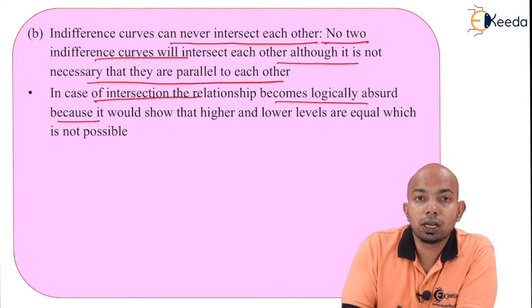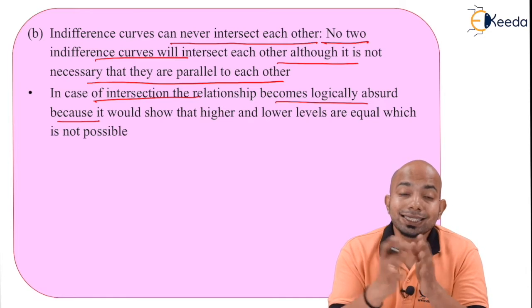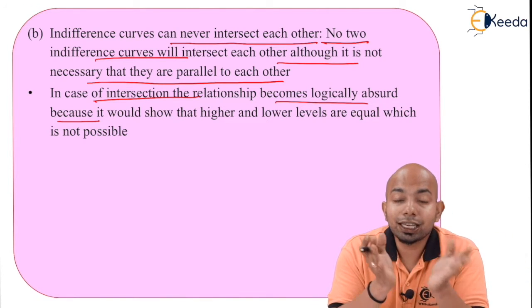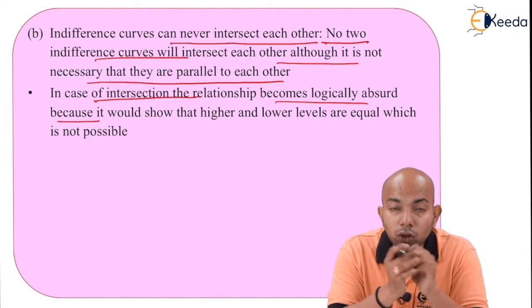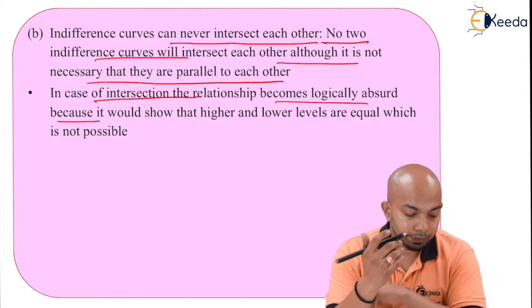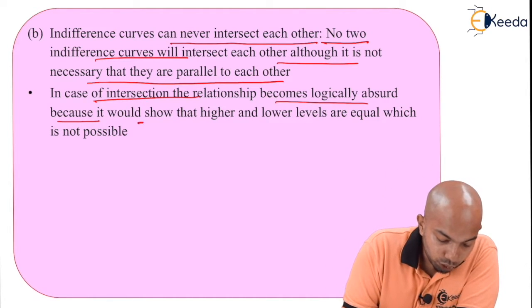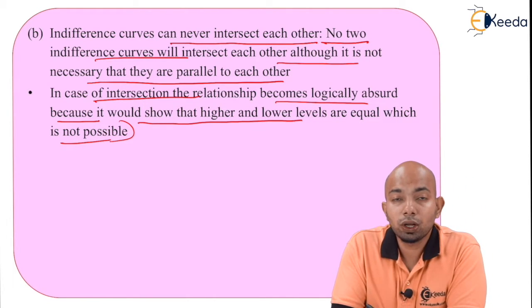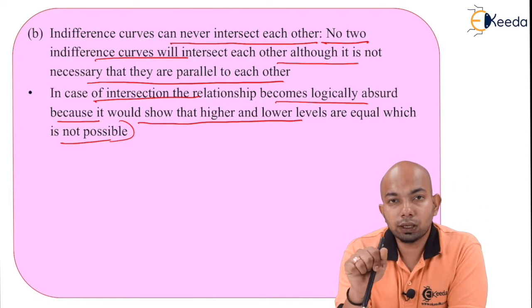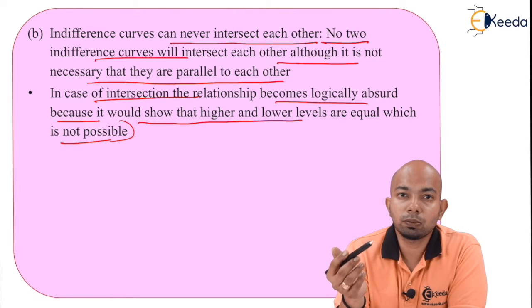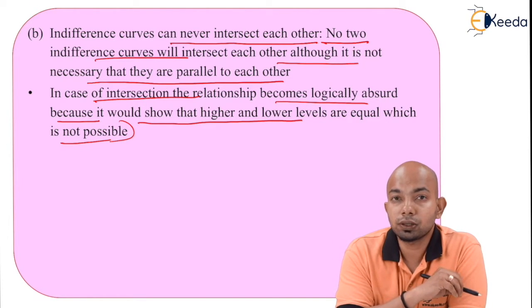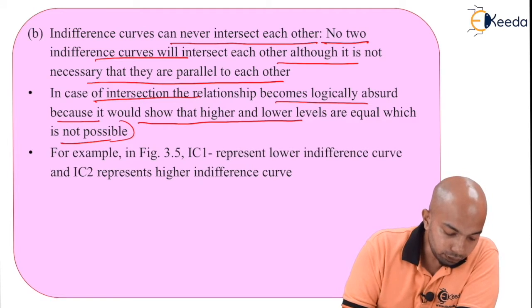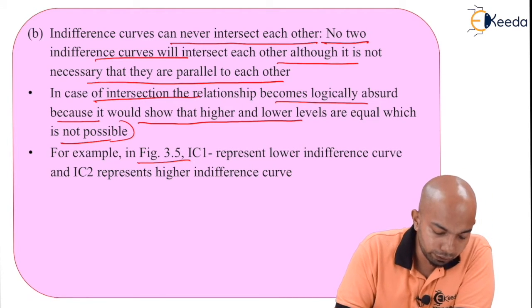Why? Because in indifference, there is no difference, hence they are different curves. But if they intersect, that means they are somewhere related. Hence, it would show that the higher and lower levels are equal, which is not possible. It would show that the higher level of indifference curve and the lower level of indifference curve are actually similar, which is not possible when it comes to indifference curves here. Now, for example, in figure 3.5, IC1 represents the lower level indifference curve.